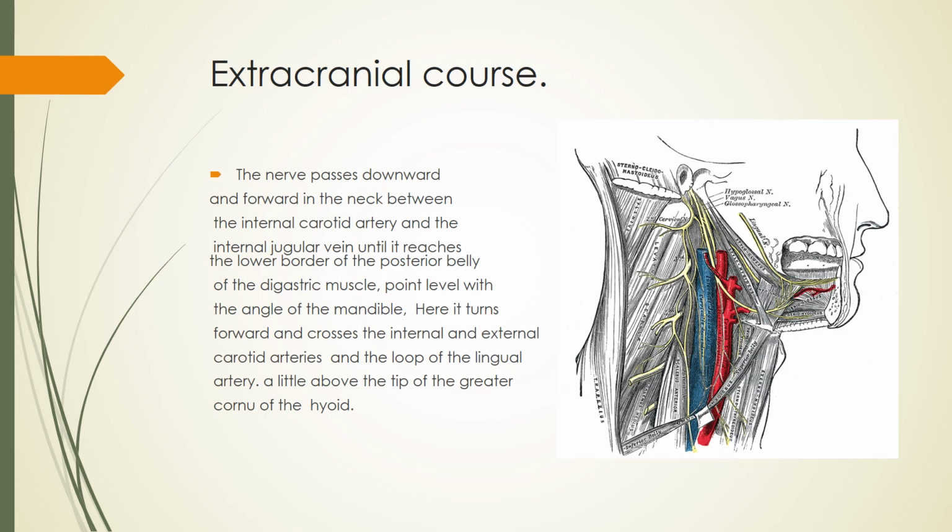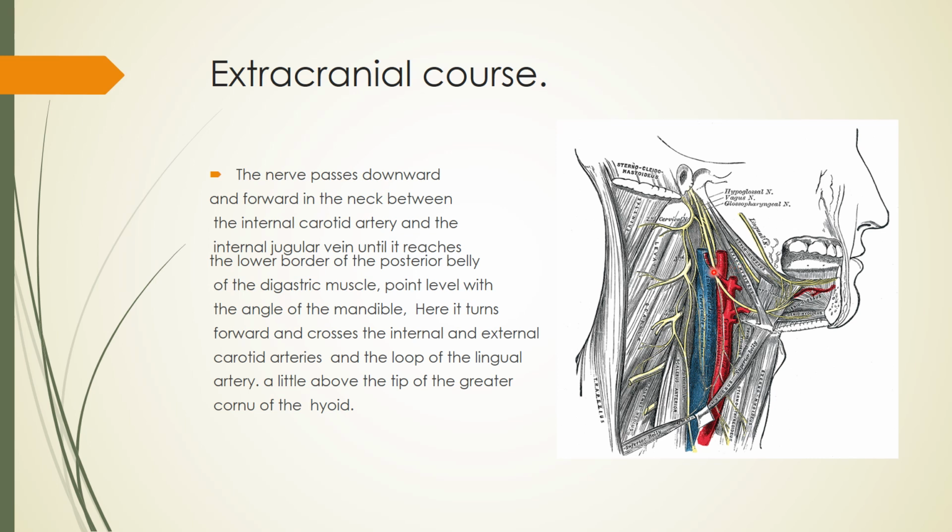After it emerges through hypoglossal canal, it enters the neck, where the nerve passes downward and forward in the neck between the internal carotid artery and internal jugular vein until it reaches the lower border of posterior belly of digastric muscle. This is a point level with angle of the mandible.